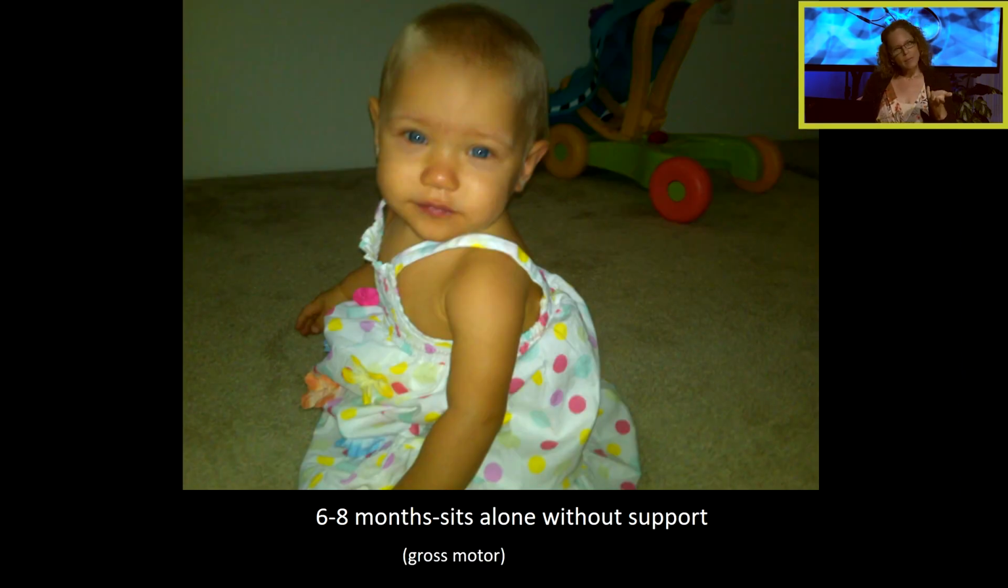At 6 to 8 months, we can see that the child is able to sit alone without support. This is another gross motor function. And notice it's 6 to 8 months, right? So it could happen around 6 months, 6.5 months. It might not happen until later, okay?